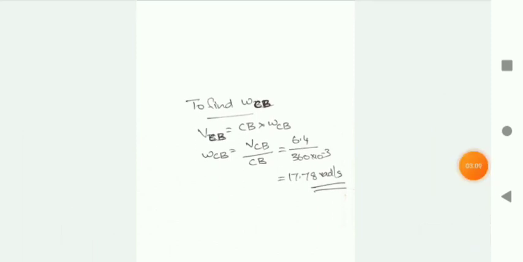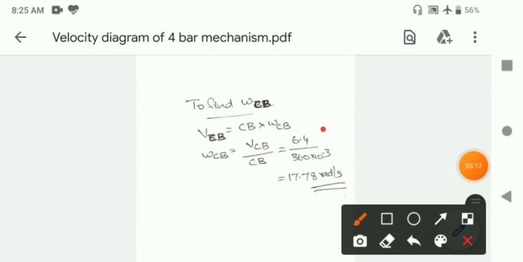I have got the velocity value as 6.4, and finally I am getting the angular velocity as 17.78 radians per second. You please check the answer. Depending upon the accuracy with which you have drawn the velocity diagram and the space diagram, you will get a slight variation in the answer, but the variation should not be too much. The pencil sharpness and the accuracy of your instruments will affect your accuracy. So please draw your figure with sharp pencils. Thank you.